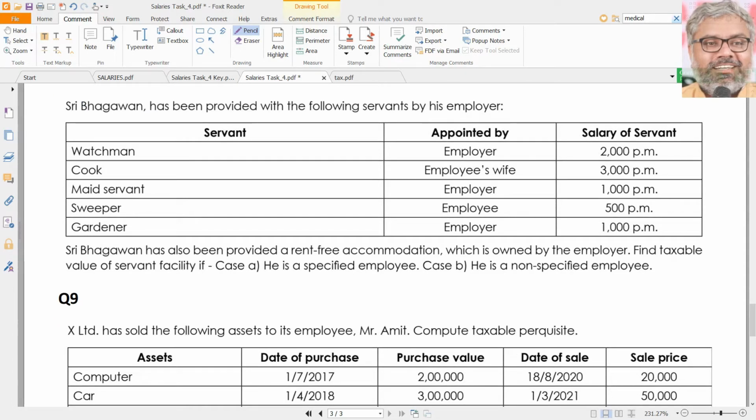Bhagwan has been provided with the following servants by his employer. The watchman is appointed by the employer and the salary of the servant is given. Look at the other things. Bhagwan also has been provided with rent-free accommodation which is owned by the employer. Find the taxable value of servant facility only. That accommodation has nothing to do with this; that accommodation is different. For servant facility, two cases are there: if he is a specified employee, and if he is not a specified employee.